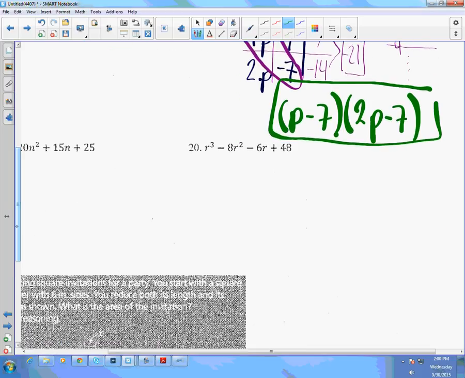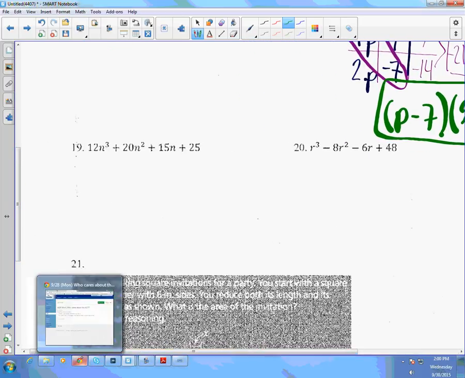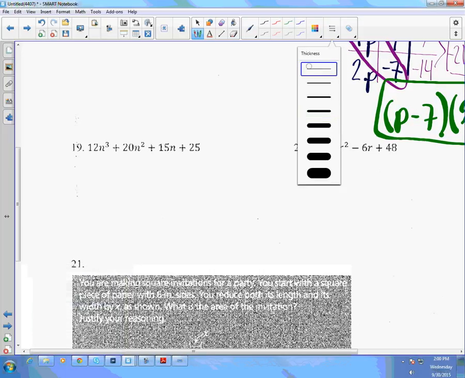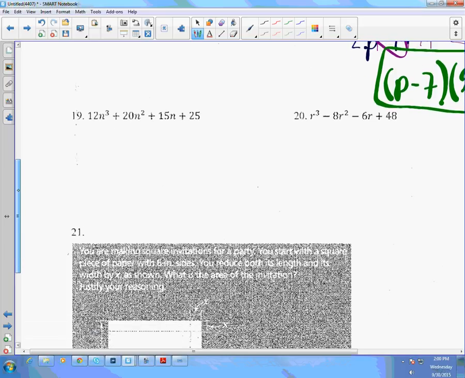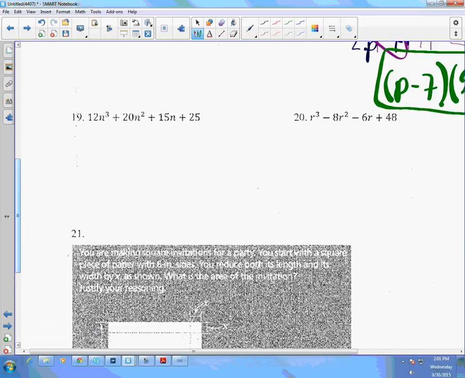Okay, at the bottom, number 19. Anyone can go finish reading homework, so let's get through. I want to finish the rest of this page. Okay, number 19. Greatest common factor: 12, 20, 15, 25. No. It's 1. They all have n's. No, so there is not a greatest common factor.